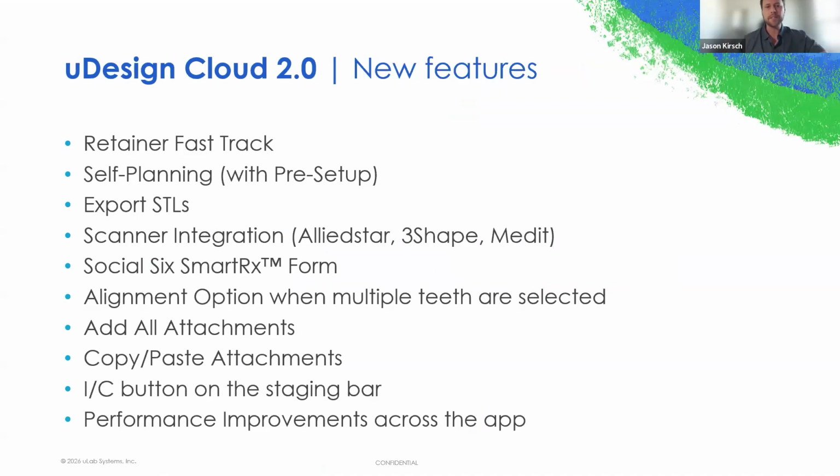Here are just a list of the things we're going to cover on this webinar today. We're going to go through the retainer fast track. You can self-plan now in the cloud as well. You can export STLs if you have your own printer in the office. We are integrated with 3 scanners, so I'll show you that as well. We have a new smart RX form in our settings that I'll show you. And we have a few more tools that we'll cover as well.